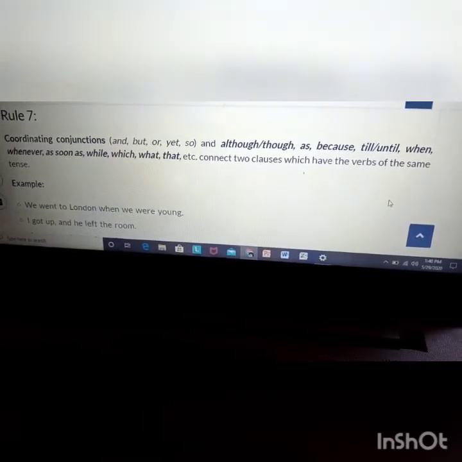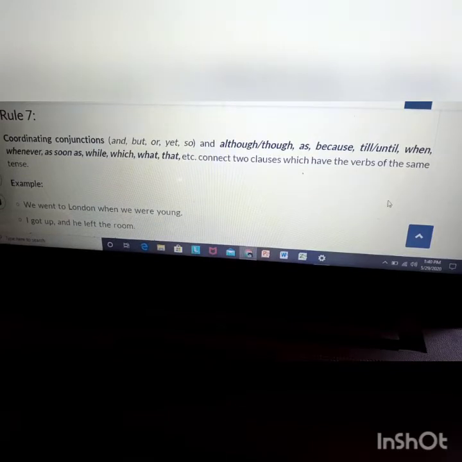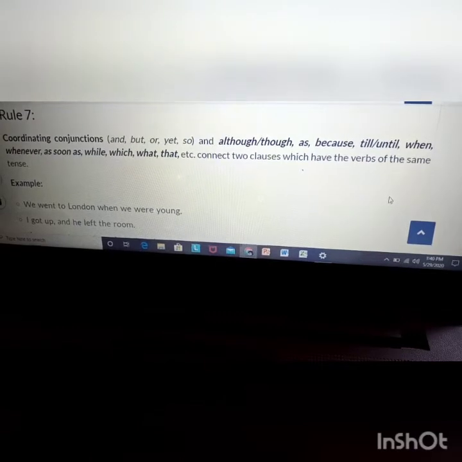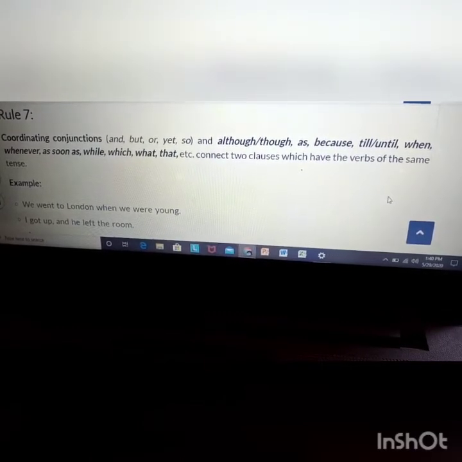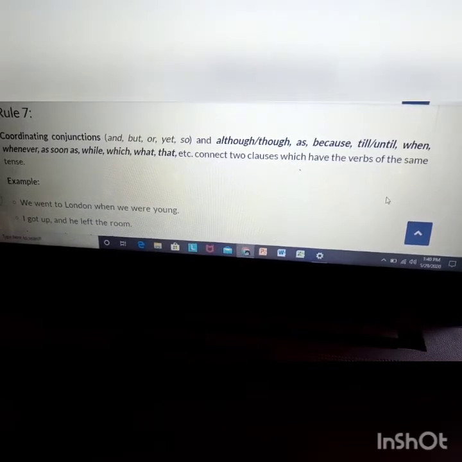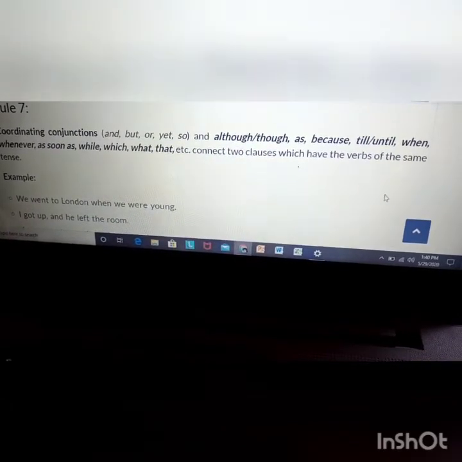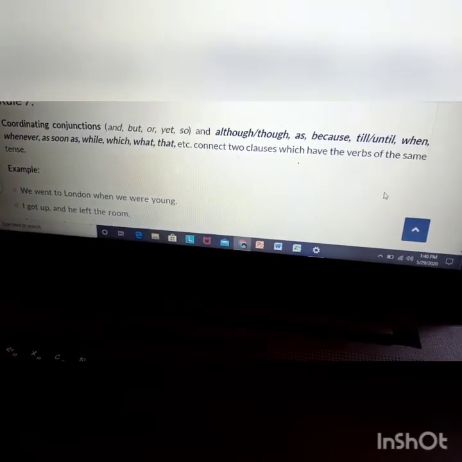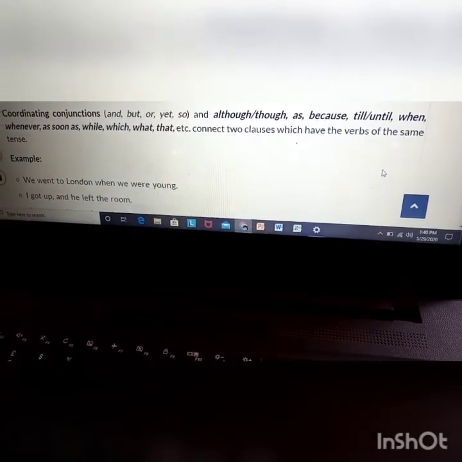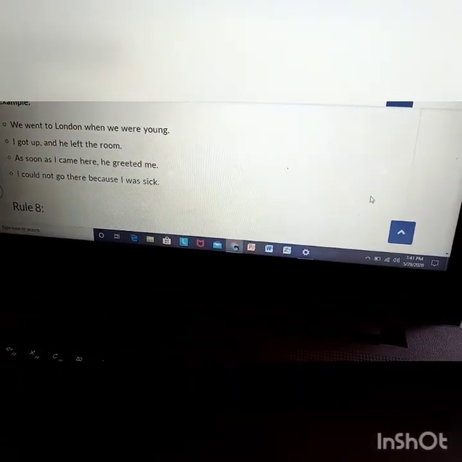Rule number 7. Coordinating conjunctions and, but, or, yet, so, although, though, as, because, till, until, when, whenever, as soon as, while, which, what, that, etc. connect two clauses which have verbs of the same tense. That means if these conjunctions connect two sentences, both sentences will be in the same tense. If we see the example, it will be more clear to us.